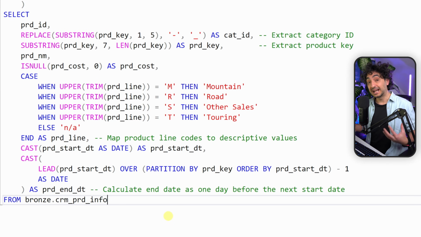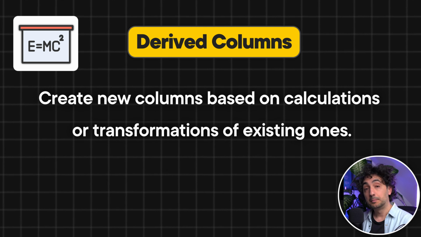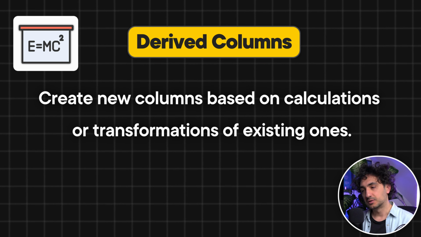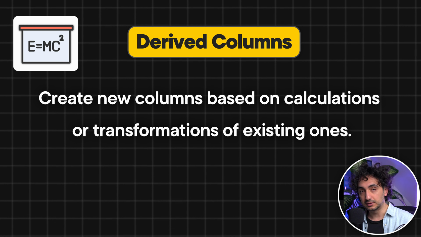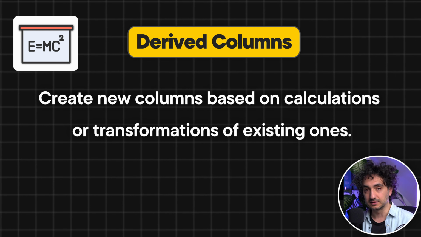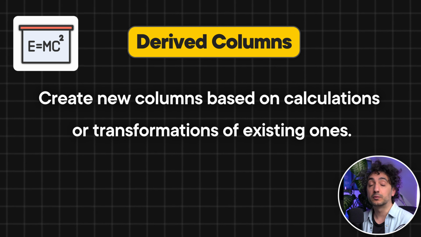What are the different types of data transformations that we have done here? For example, over here, the category ID and the product key, we have derived new columns. So it is when we create a new column based on calculations or transformations of an existing one. Sometimes we need columns only for analytics, and we cannot each time go to the source system and ask them to create it. So instead of that, we derive our own columns that we need for the analytics.